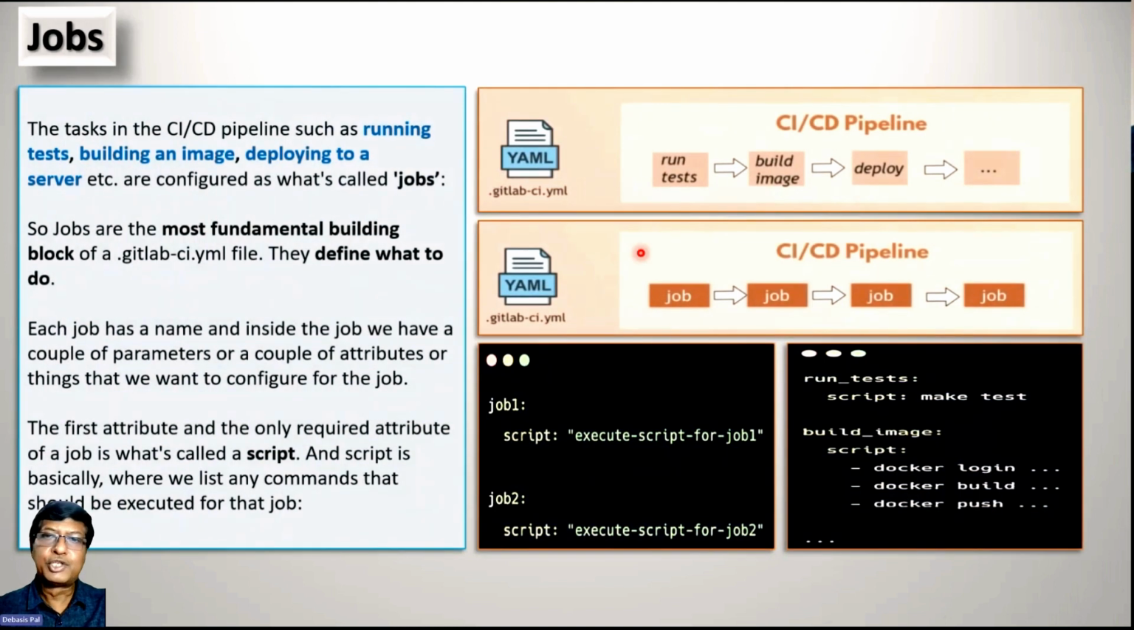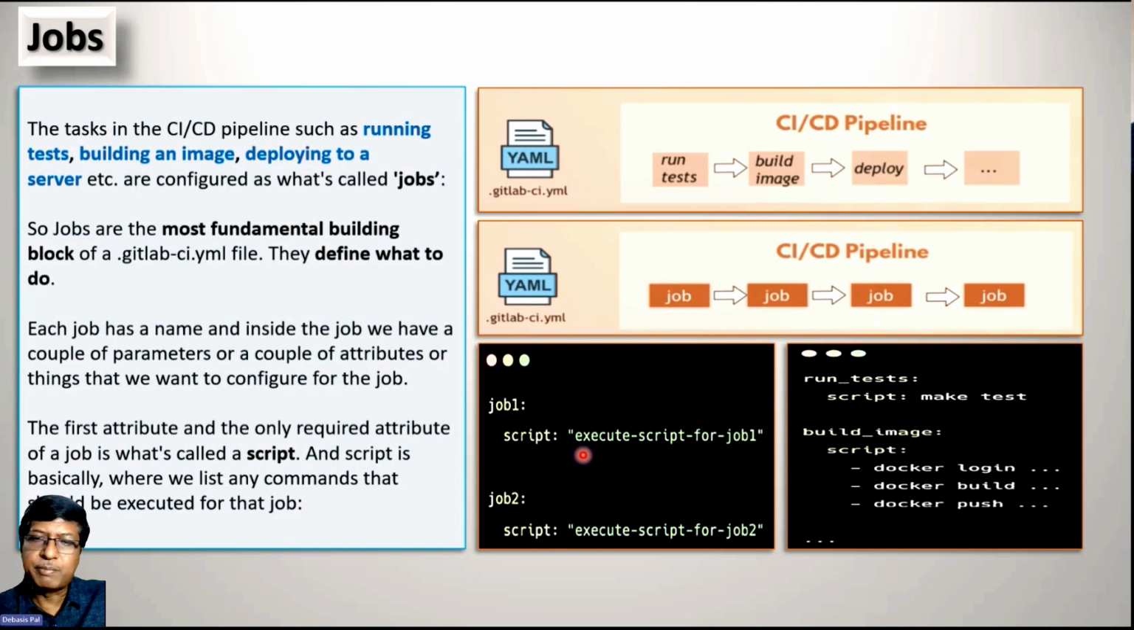So the jobs are nothing but, say, one job is running the test, another building the image, another deploying something. So job one, job two, job three, job four. That is the CI/CD pipeline. What you do is write the GitLab CI YAML file. That's all.